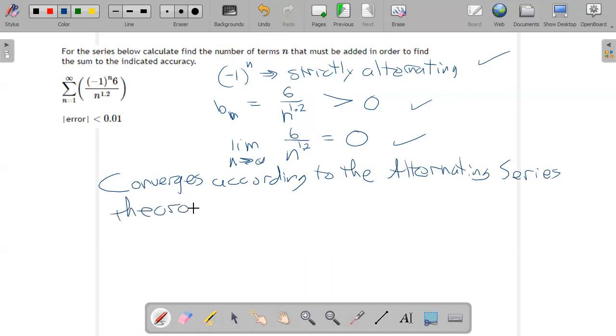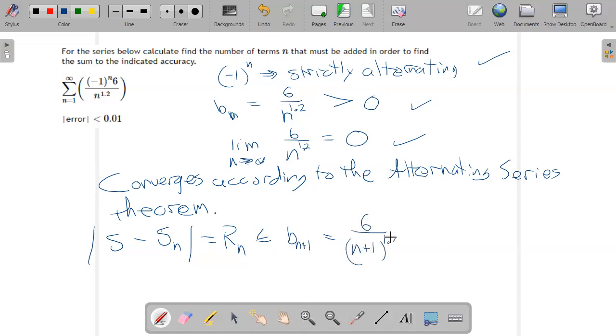Now, the alternating series theorem only tells us whether it converges or not. It doesn't tell us what it converges to. However, it does offer a hint about the remainders. The remainder is what's left when you stop at some partial sum. If you do a partial sum n, the difference between the actual infinite sum and wherever we stop is called the remainder. According to the alternating series remainder theorem, that remainder, that actual error, is always less than or equal to the next thing you would have added, which would be bn plus 1. Our bn plus 1 would be 6 over n plus 1 to the power 1.2.